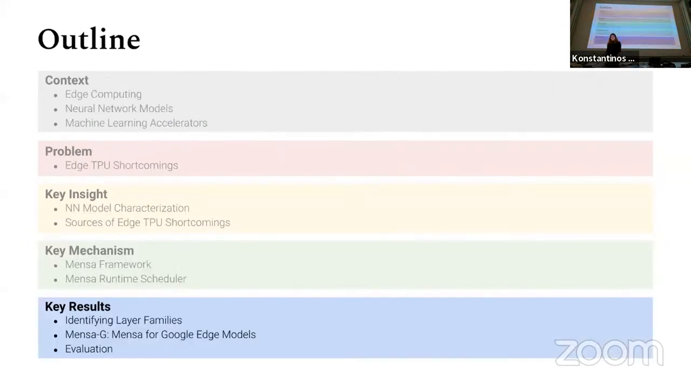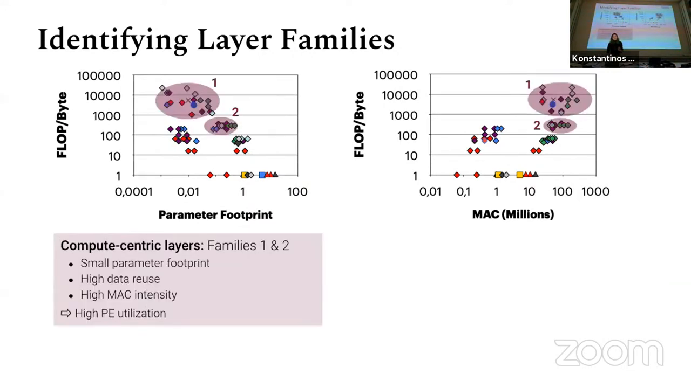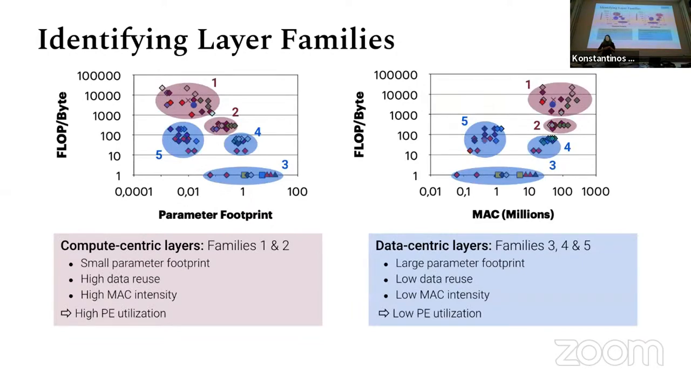It's actually very interesting because if you look at these 24 different Google Edge networks and you look at different characteristics, in particular parameter reuse, parameter footprint, as well as MAC intensity, you can see that these map into two families. And these families cover 97% of all the layers within each of these models, right?